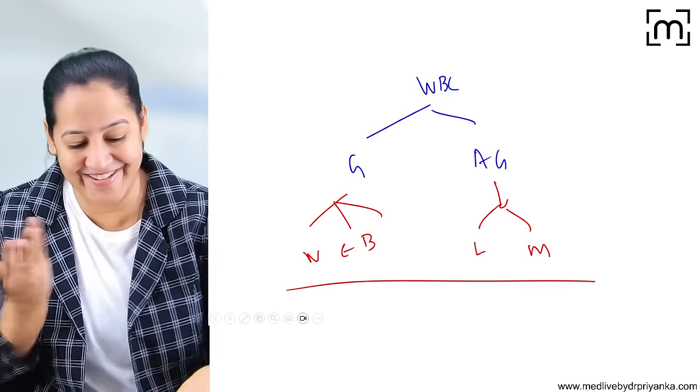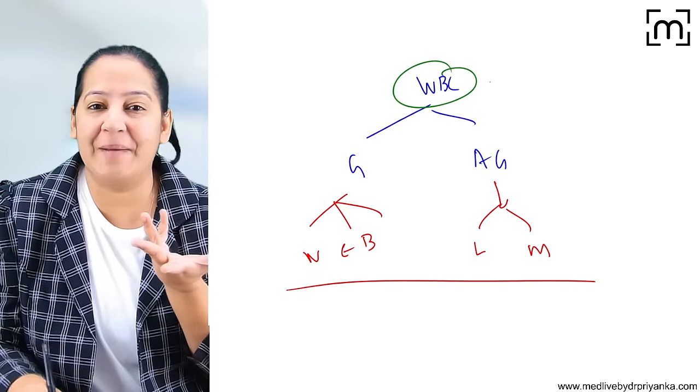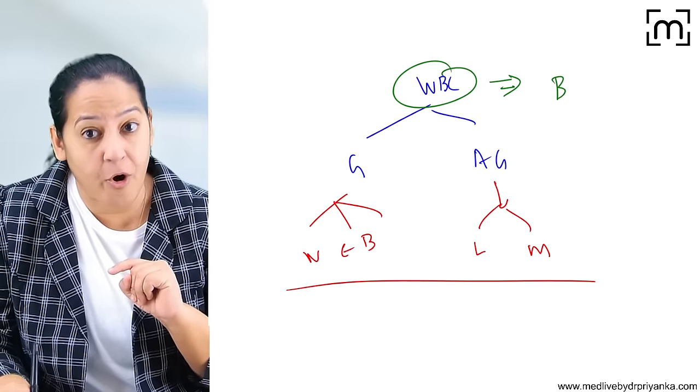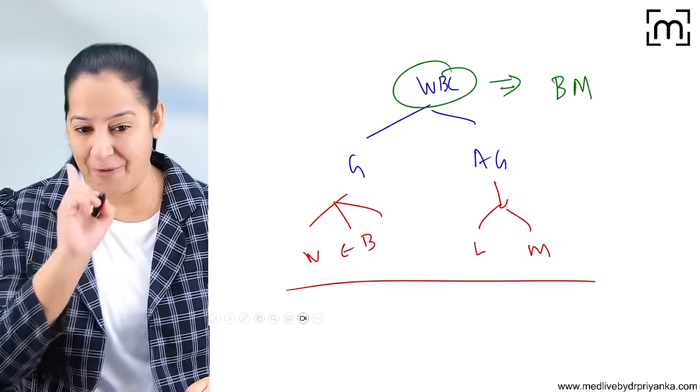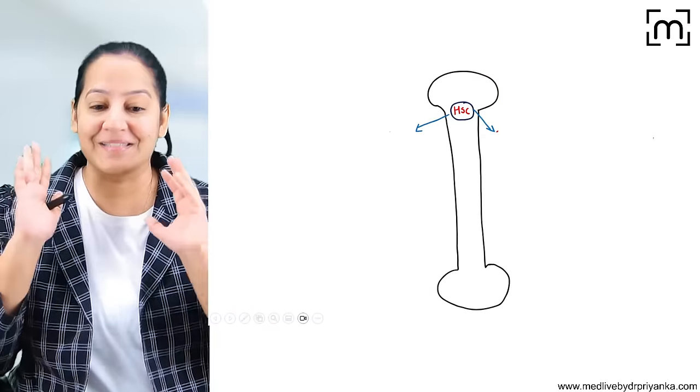Now the next question: where do they form? Tell me the organ. Of course, they are all formed in the bone marrow. Let me show you how they form. So you see, this is the bone marrow.